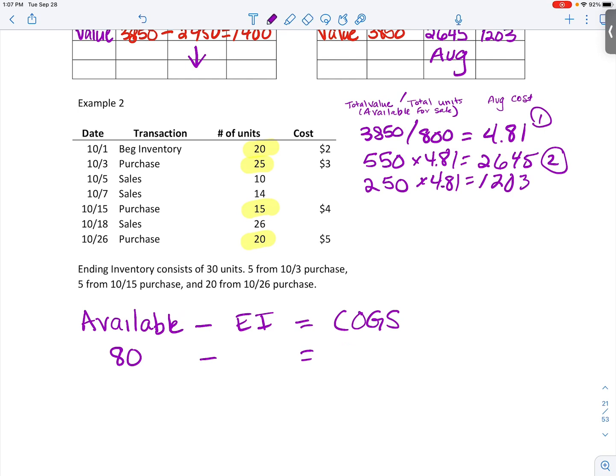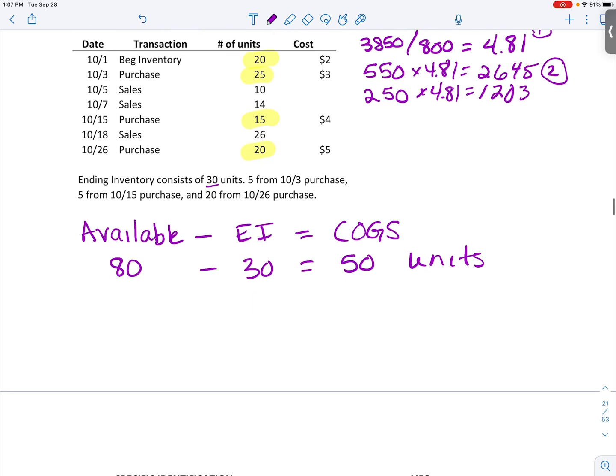I can go through and count my cost of goods sold if I want, but it tells me my ending inventory is 30, which means my cost of goods sold should be 50 units. Again, something easy to always go back and check to make sure you have it all right before we start doing all the math involved.